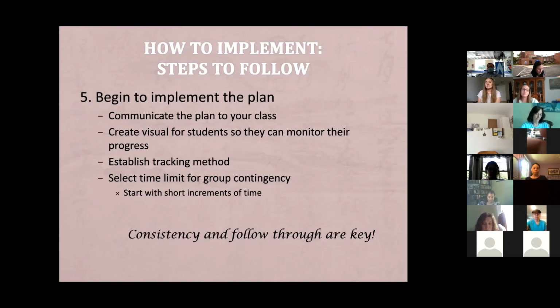And then select a time limit for the group contingency. Especially when you are just starting to implement it, you want to make sure that it's just short increments of time that you're running these models. So it's not like you're starting it on Monday and you're not evaluating the data until Friday and the students aren't getting their reward till Friday.